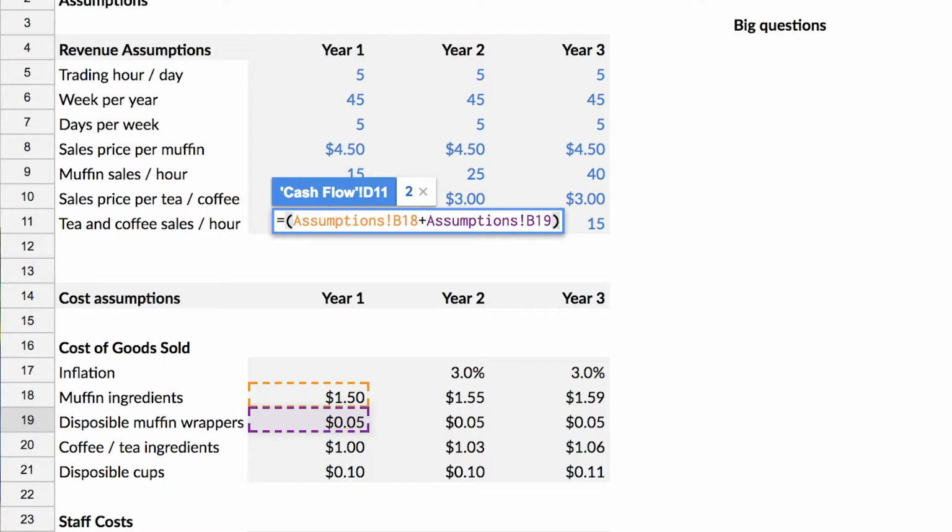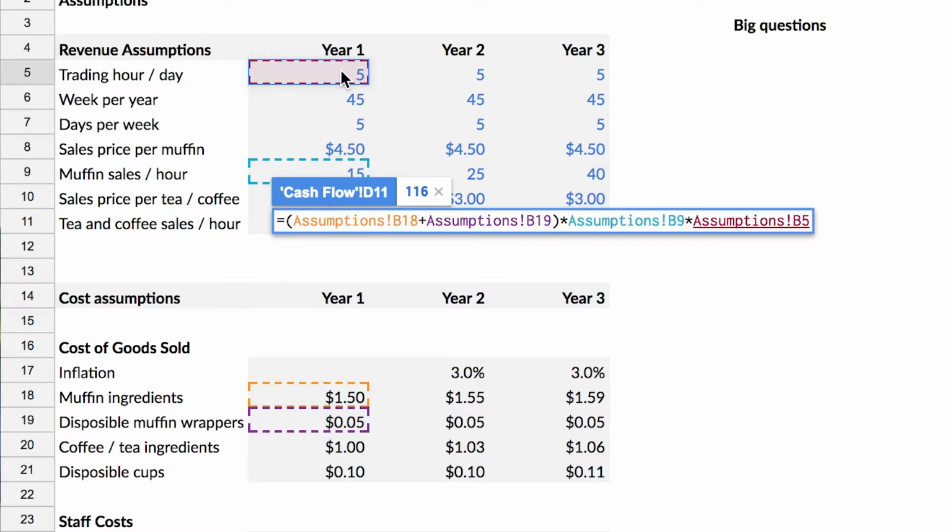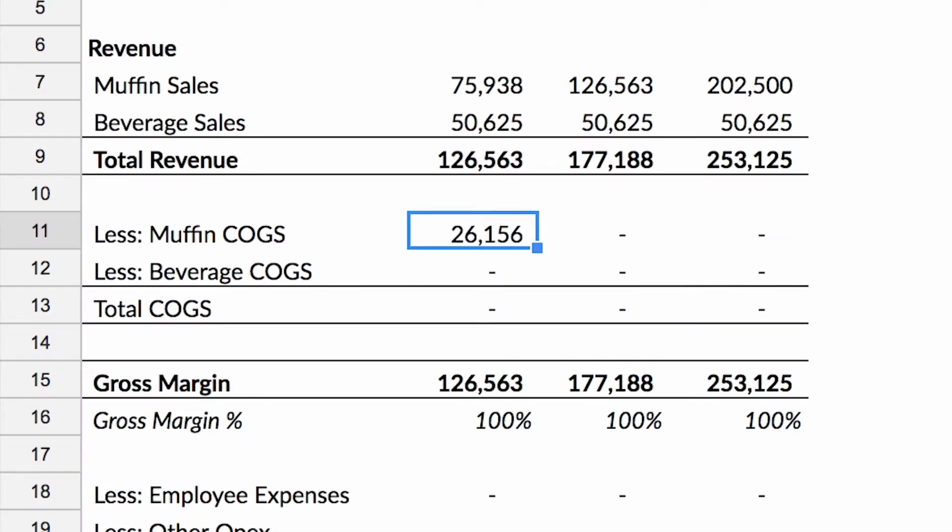So we add together those cost of goods sold inputs, the muffin ingredients and the disposable wrappers that would go around them, and we multiply that by how many muffins we're going to sell over the course of the year. So again, that's 15 muffins an hour, 5 hours a day, times 5 days a week, times 45 days a year. And so we get a cost of goods sold for muffins in year one of $26,000. Let's copy that formula over and see what happens.